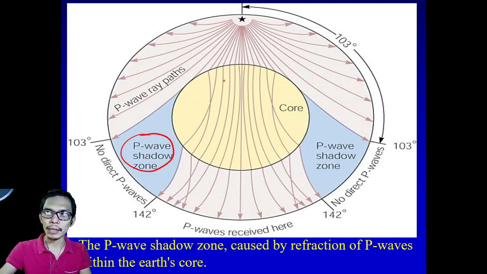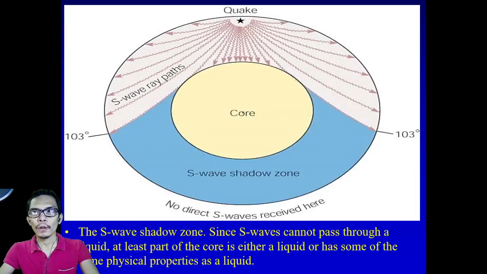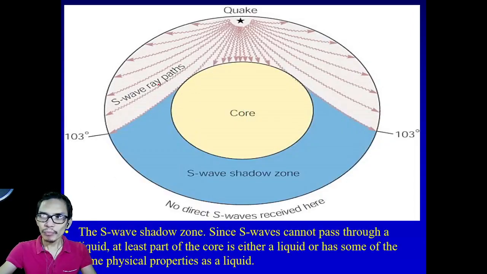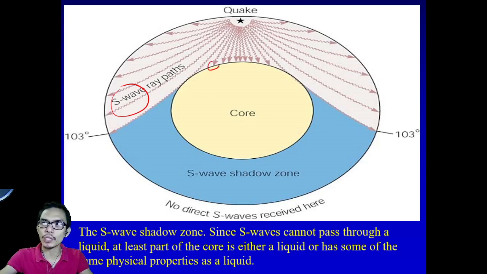Alright? So it means that the core has something in it that slows down this P wave. Now, using the S wave, we determined that the core is liquid. That one part of the core is liquid and one part of the core is solid. So, it tells us that the S wave cannot pass through this area. Instead of passing through, it is reflected outward.